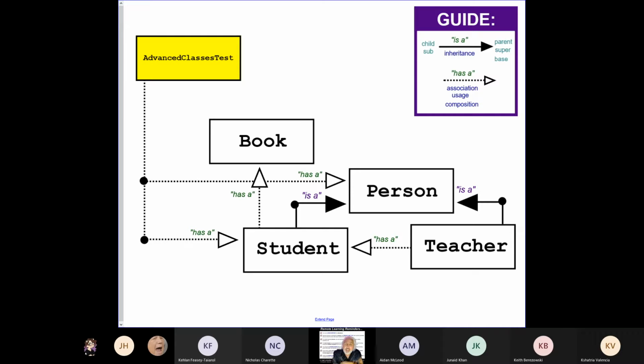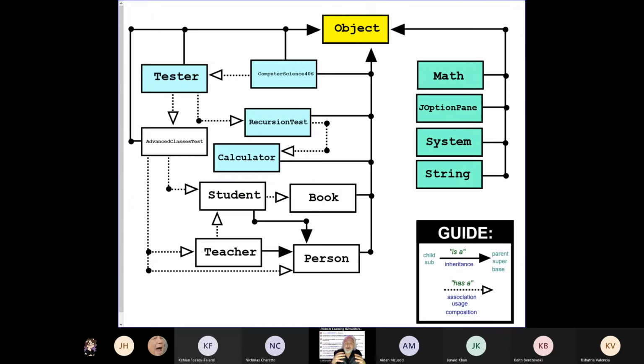Now we got bigger. We then added a teacher class, and we realized that our testing class, the advanced classes test, was using the person class, using the student class, even using the teacher class. So then we incorporated the other classes we worked on in our previous units, like the recursion test and the tester class and the calculator, etc. And so we were able to draw a diagram all together, and I also taught you that all classes inherit from the object class, including classes that we use all the time without writing them, like JOptionPane and System and String and Math. These are classes we just use with our Java code, but everything comes from or is an object. So that was where we were.